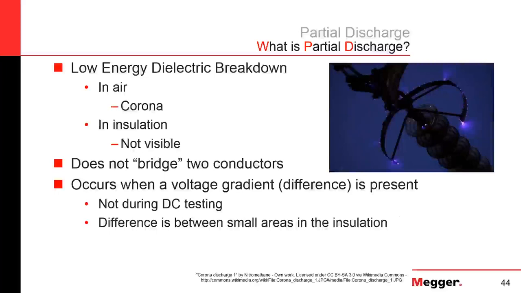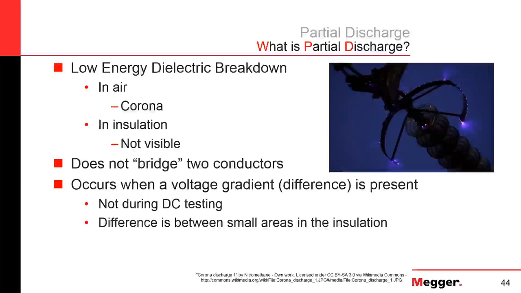So what is partial discharge? It's a low energy dielectric breakdown. In air, you know it as corona, but in insulation, you can't see it because it's not visible, but it's very much a similar phenomenon. It's an ionization of air that breaks down the voltage stress of the air or the void, but doesn't actually bridge two conductors. So it partially discharges between those two conductors.